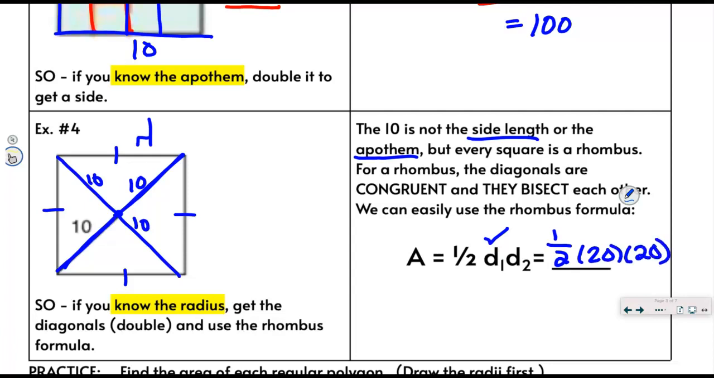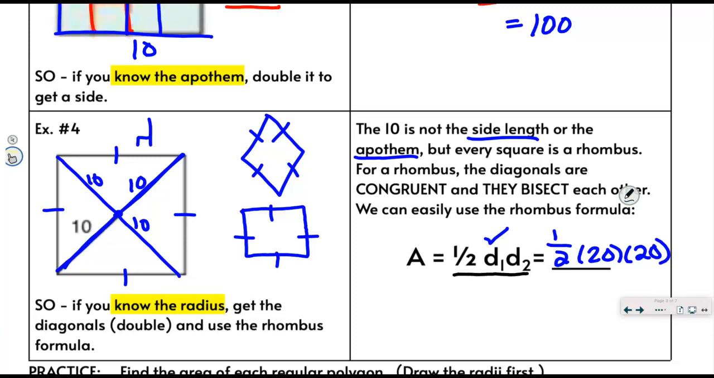It goes back to our earlier chapter, I think it was 6, on quadrilaterals, that said a rhombus has 4 congruent sides. Well, a square is a rhombus, right? So I can use this formula on any rhombus. Well, if I knew this was 10, I also know the diagonals bisect each other, so 10 and 10. We also know for a square, diagonals are congruent, so another 10 and 10. So it's a little shortcut we have for if we know the radius, might be notecard worthy later. Just get the diagonals by doubling.